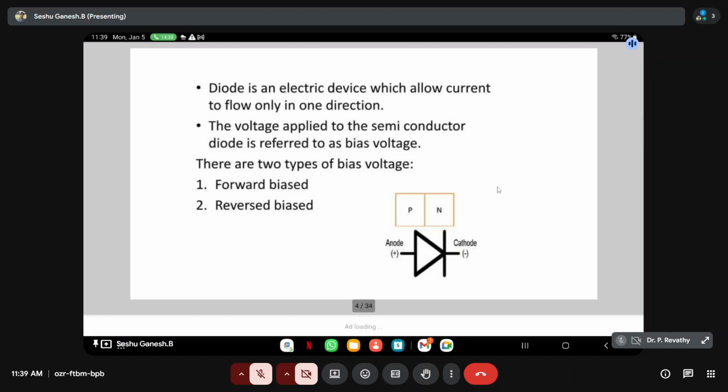Then it is an electrical device. It acts as a switch. We are using the diode to act as a switch. This diode will allow the current to flow in only one direction. The applied voltage to the semiconductor diode is referred to as the bias voltage. There are two types of bias voltages which can be applied to the diode. One is the forward bias voltage, and the other is the reverse bias voltage.